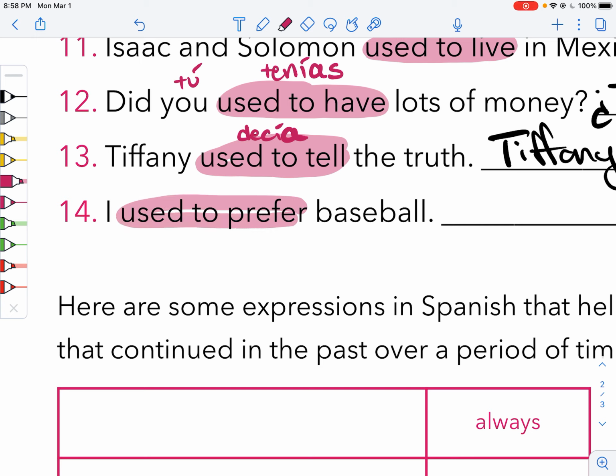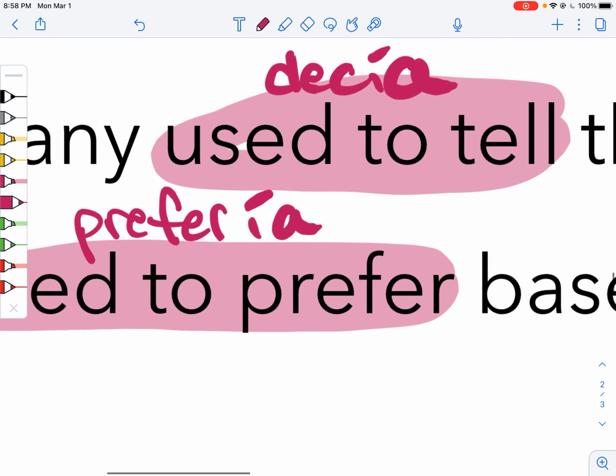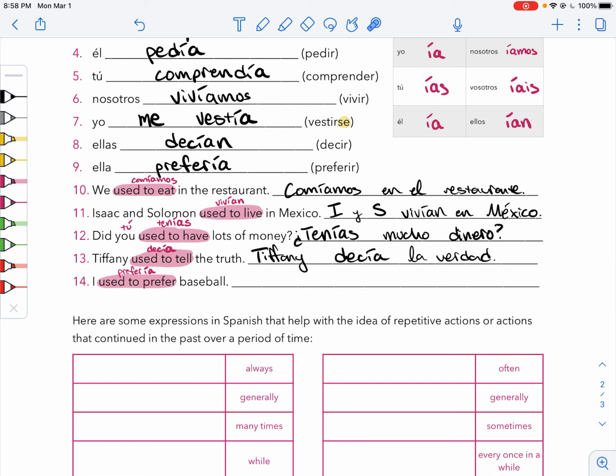I used to prefer baseball. Remember, used to prefer is going to give us preferir. But we're going to drop that IR ending, replace it with, whoops, I dropped way more than that, with an IA. Now, since prefería could mean he or she, especially since we just talked about Tiffany, we need to specify that yo. Okay, so in the imperfect, make sure you're specifying the yo and the él forms. So I would say, yo prefería el béisbol.